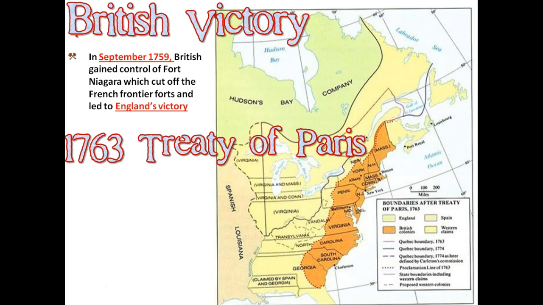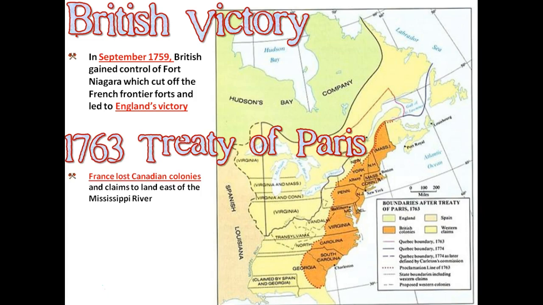The British were led to victory in 1759 when they gained control of Fort Niagara. And Fort Niagara cut off the French frontier forts, and that's what led to the English victory. So essentially what happened is the fort was around in this general vicinity. And remember, France had a couple forts down here, most of French territory was up in this area. And so when the British cut this off, France could no longer get supplies to those forts. And that's what eventually led to the victory for England.